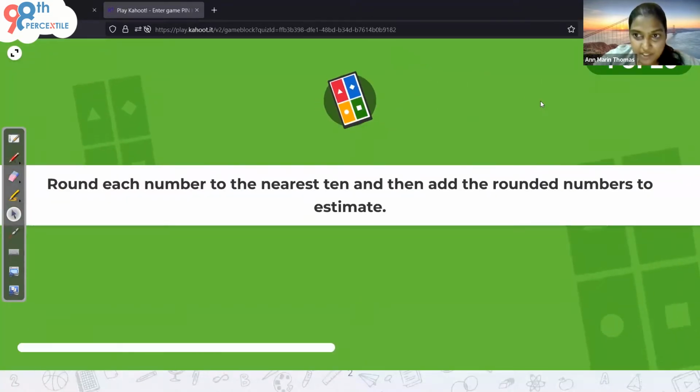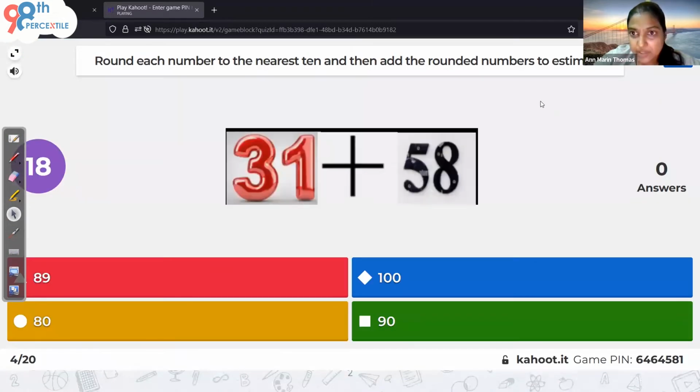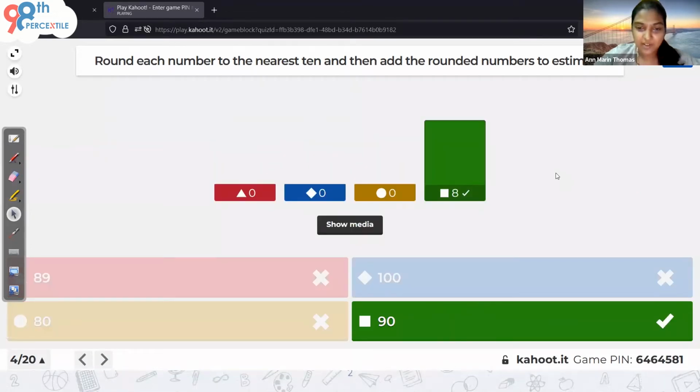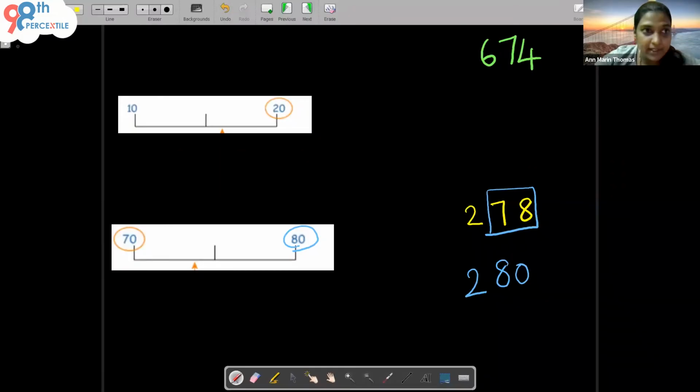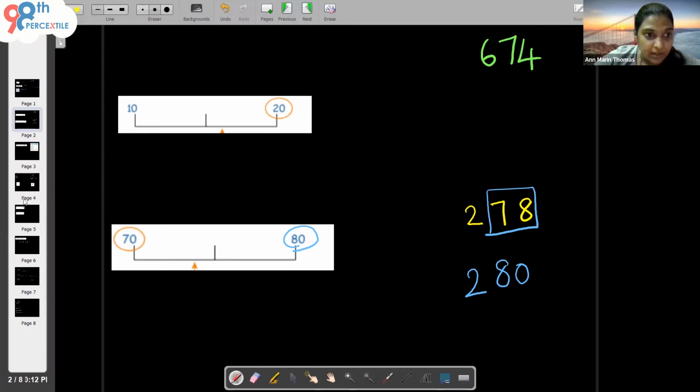Round each number to the nearest 10 and then add the rounded numbers to estimate. So we got 3 answers. Come on. Just 5 seconds left, students. Quickly. Yes, here you go. All right, I can see all of them giving the right answer. Excellent. Let's go and check it back quickly.